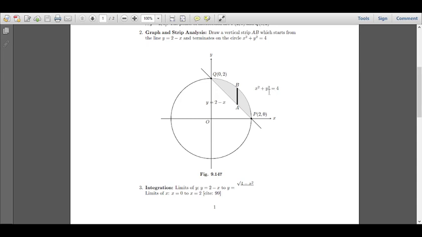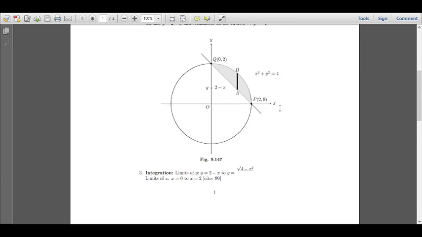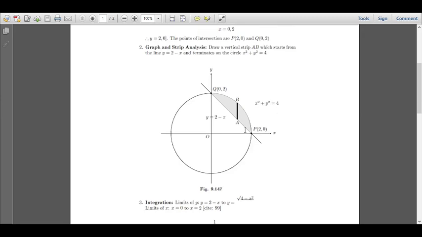y equal to, since x square plus y square equal to 4, y square equal to 4 minus x square, so y equal to square root of 4 minus x square. So y varies from 2 minus x to square root of 4 minus x square. And what about the x limits? The x limits are from 0 to 2.